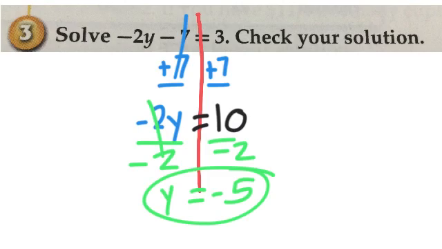And again, you can plug that number back in to check. Make sure that it is correct. Negative 2 times negative 5 is positive 10. And then 10 minus 7 is 3.